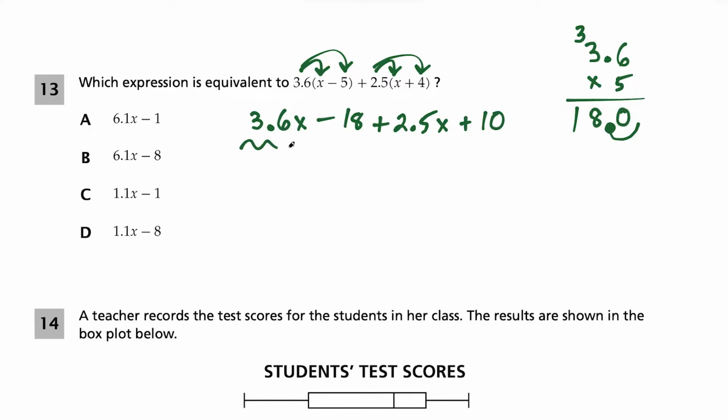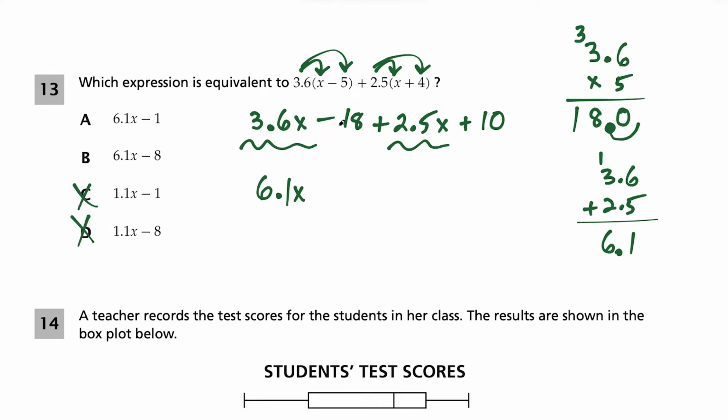And now here I combine like terms. I'm going to do 3.6x plus 2.5x. So the math that I'm doing in my head or off to the side in the calculator is I'm adding these two numbers here. We have 6 plus 5 is 11, carry the 1, and I get a 6 here, and I drop down the decimal. So we're going to have 6.1x. So right away, I could see these two answer choices are out. And now from here, we have negative 18 plus 10.